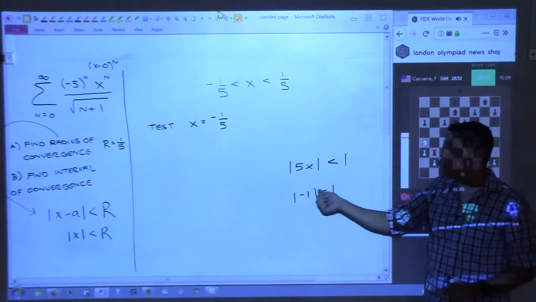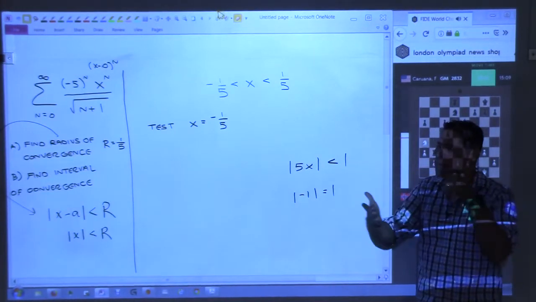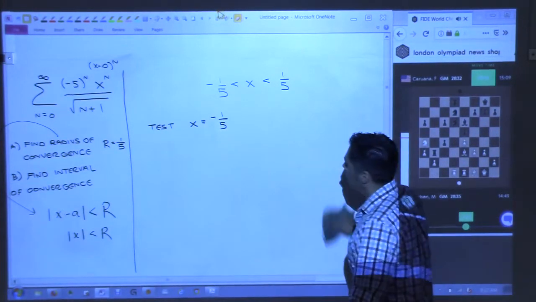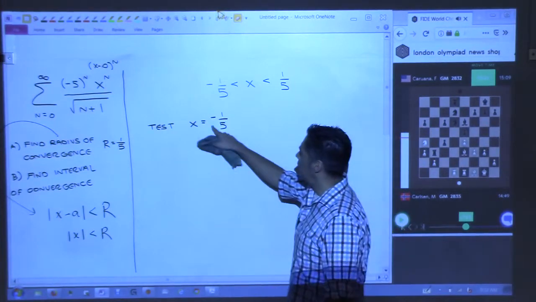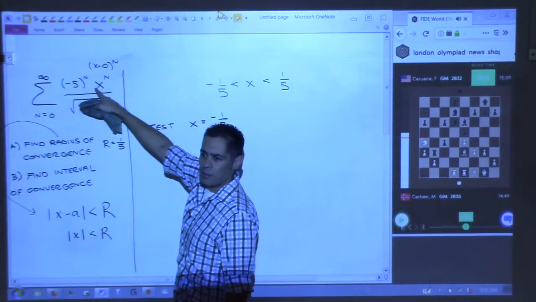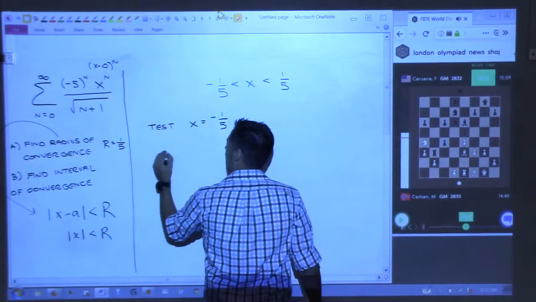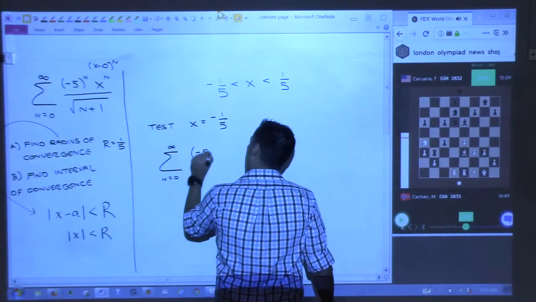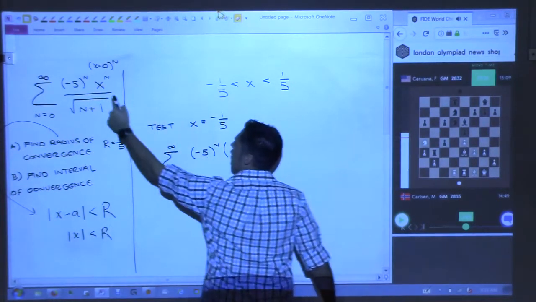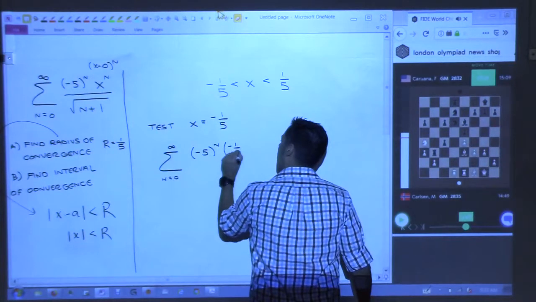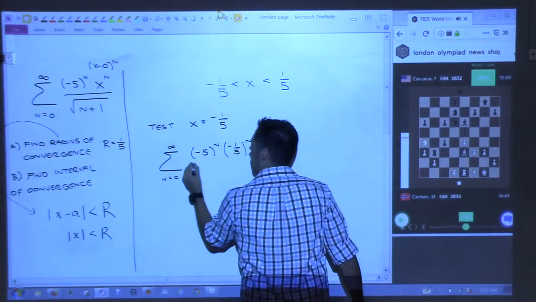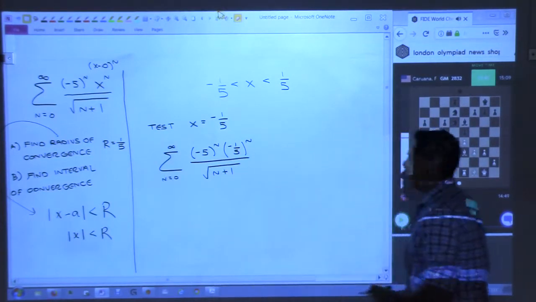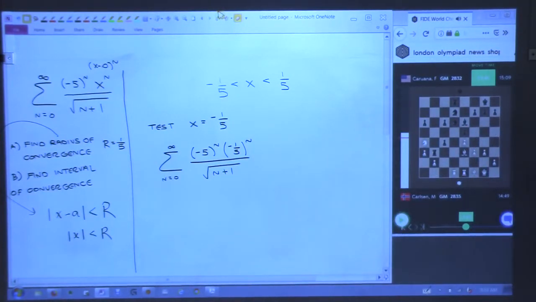All right? We know what happens when it's bigger than 1, right? Diverges. We don't know what happens when it's equal to 1. That's why we have to test the endpoints. So, test it. When we test it, that means you take x and plug it back into the original problem. Okay, here we go. Sum n equals 0 to infinity, negative 5 raised to the n, and then x is right here, right? So negative 1/5 raised to the n over root n plus 1. And now we're asking ourselves whether or not that converges or diverges.